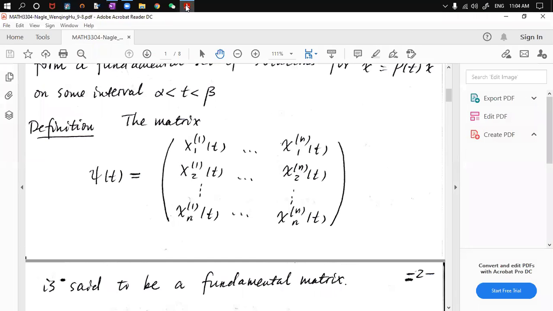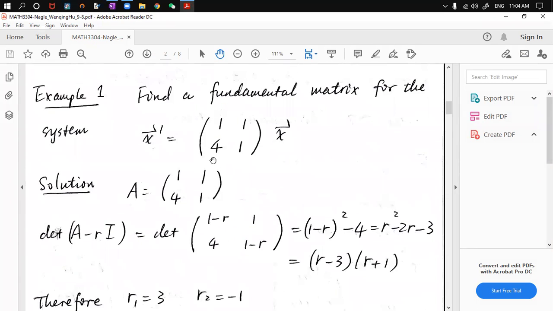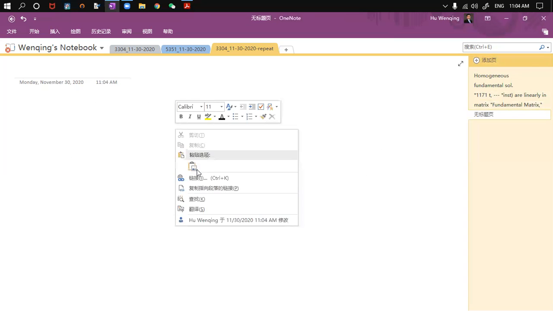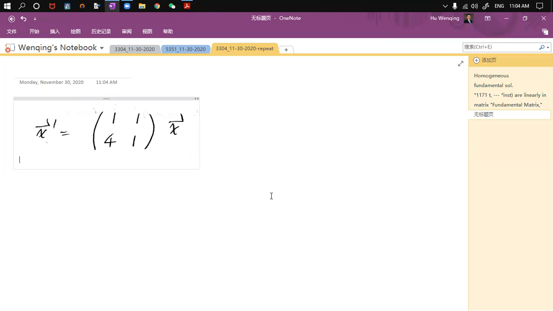As a warm-up exercise, let us try this one. Can you find the fundamental matrix for the following system? So you're going to have this kind of system, and I want to find the fundamental matrix for it. So what should we do? Since you want to find the fundamental matrix, it suffices to find fundamental solutions.